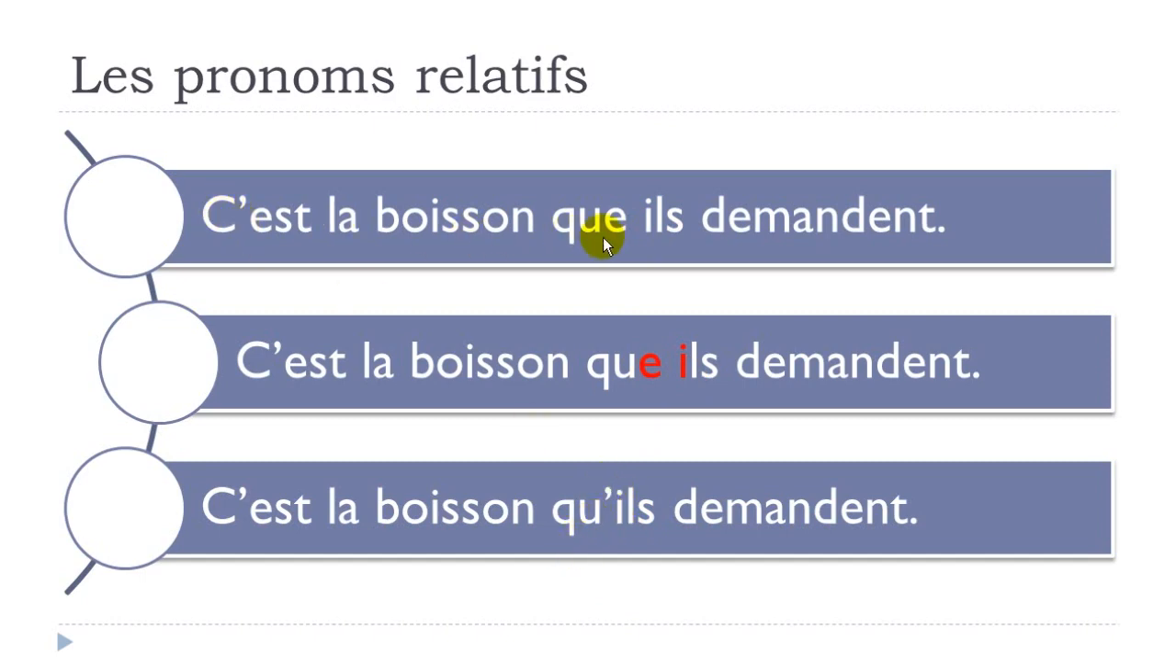So, c'est la boisson que il demande. Normally, if we respect the rule, we should put this que pronoun, okay? But then, as I showed, they don't really get along, as usual, and so the e of que should disappear. So you get the final structure, c'est la boisson qu'il demande.